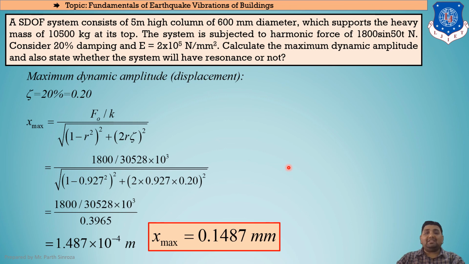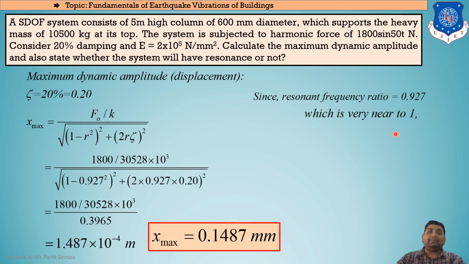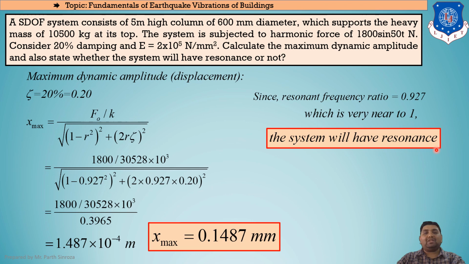Whether the system is having resonance or not will always be identified from the value of r. Clear? So since the frequency ratio, small r, was 0.927, whenever this value is near to 1, that means whenever this value is between 0.85 to 1.15, or, if you need to be more precise, between 0.9 to 1.1, we can say that the system will have resonance. Clear? So the system will have resonance. This has been asked in a GTO examination too. So you always need to identify using this case.